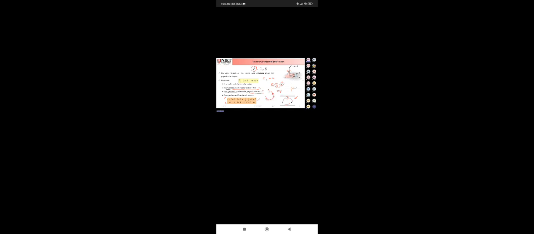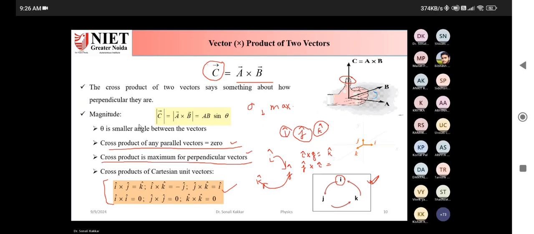What if you reverse the order? What will happen? Minus k. So i cross j is k and j cross i is equal to minus k. So you can show it with this picture. i cross j is equal to k.